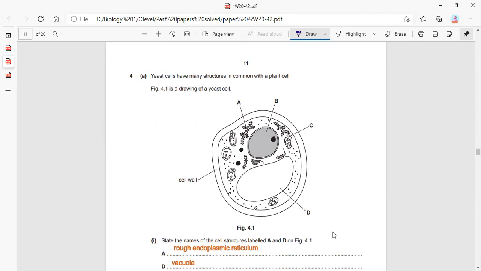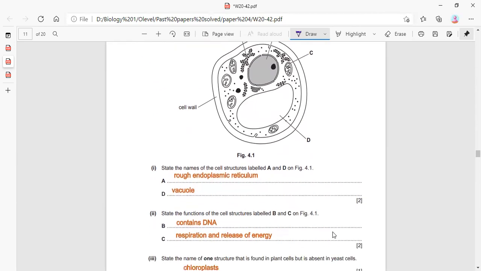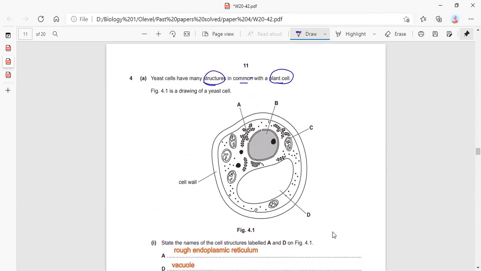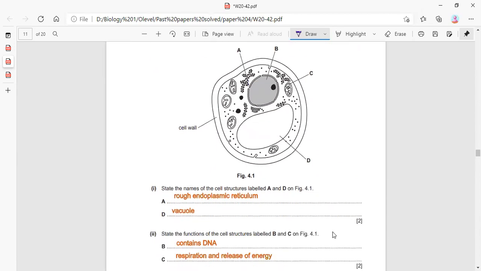Question four. Yeast cells have many structures in common with a plant cell. They have structures in common with the plant cell. State the names of the structures labeled A to D. A, tubes with attached ribosomes, so this is the rough endoplasmic reticulum. D, big structure, this is the vacuole.